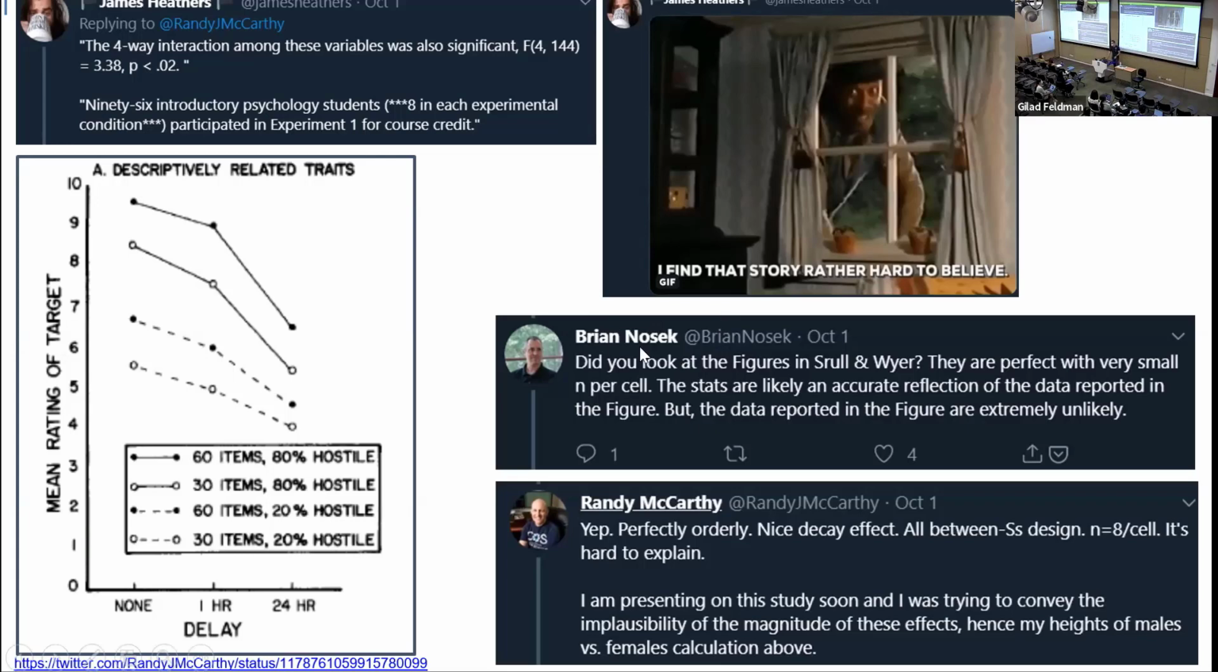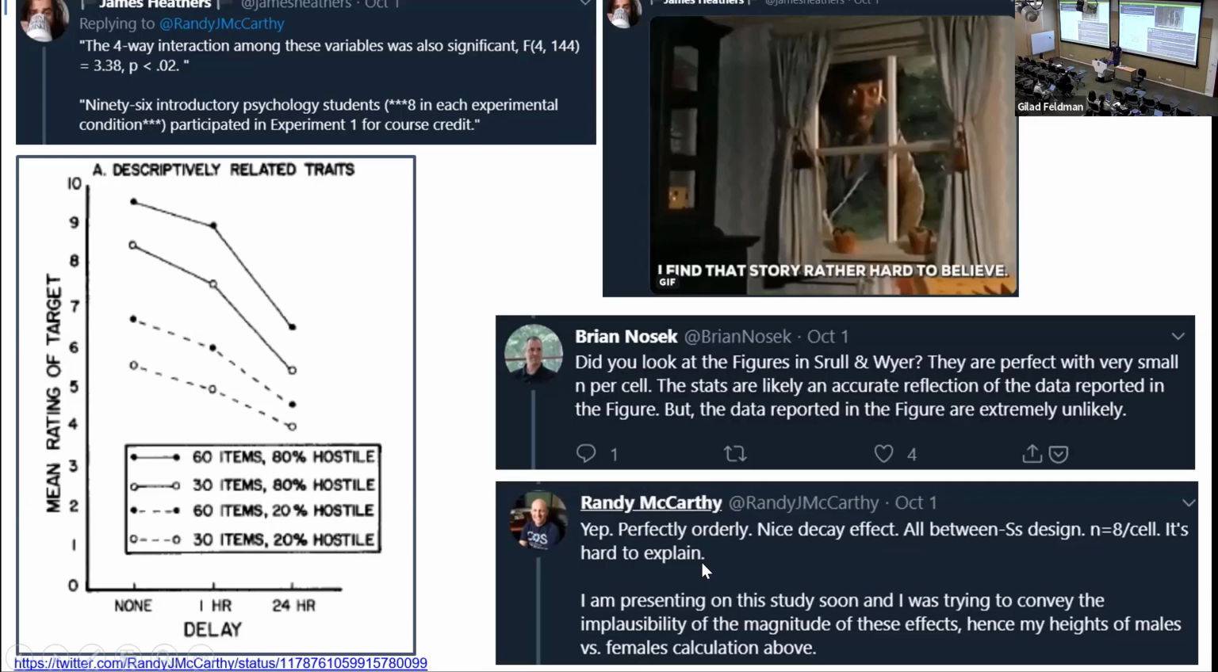So Brian Nosek, who is the founder of the Center for Open Science, responsible for the Open Science Framework that we use to share all our data and do all our pre-registration, says, did you look at the figures in Srull and Wyer? They are perfect with a very small n per cell. If we had very large samples and the effect was very strong, maybe this is somehow plausible. But n per cell is 8. You expect very large variations, a lot of error. This is impossible. So the data reported in the figure are extremely unlikely. And then Randy says, yep, perfectly orderly, nice decay effect, all between-subject design, n equals 8 per cell.